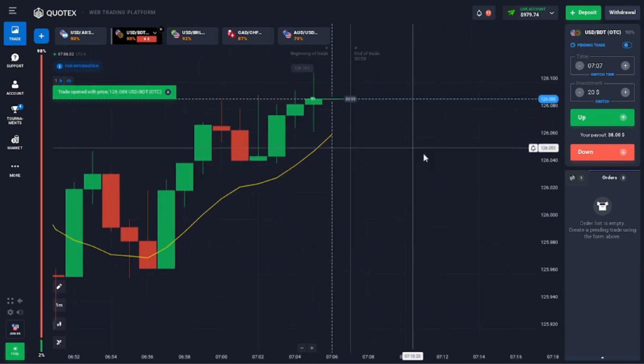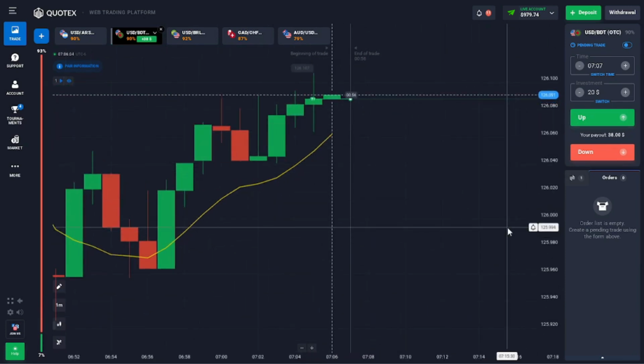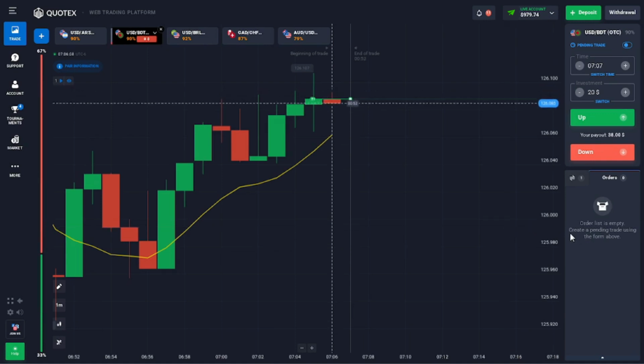Here, a doji formed, and I have placed a trade in the up direction with its $20 risk, so anything can happen here. As you know, doji candles happen with a 50-50 chance. They can go in the up direction as well as the down direction. And currently, this candle is coming in the down direction and our trade is placed in the up direction. So maybe this will be our losing trade.